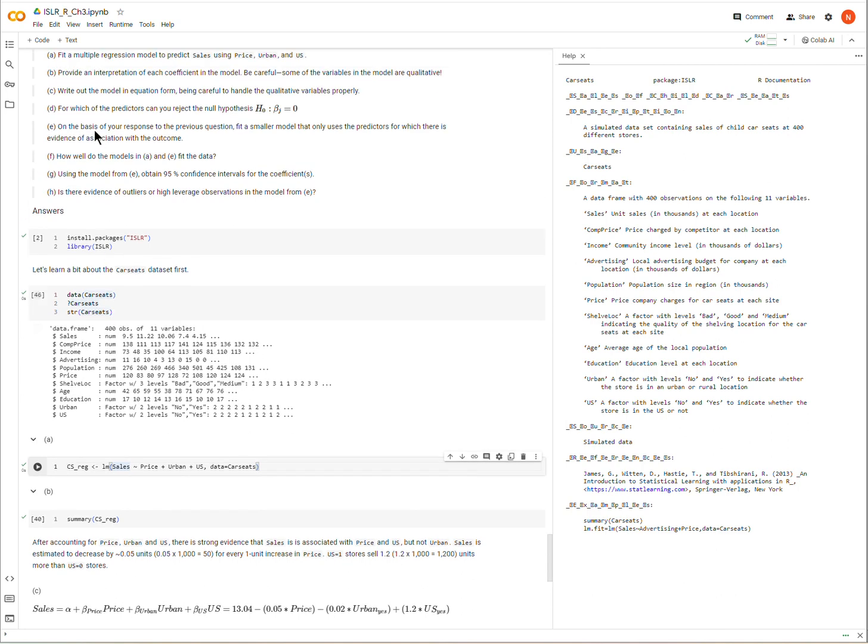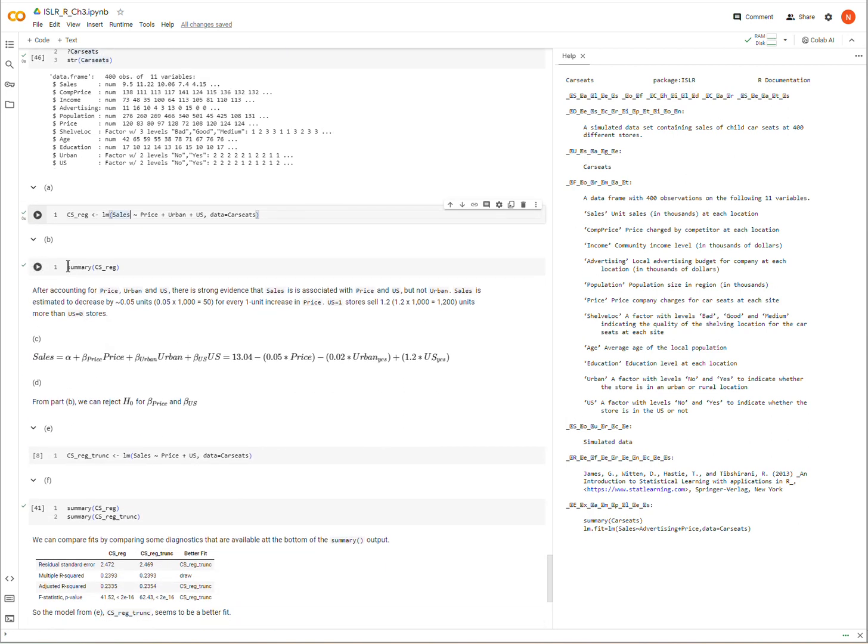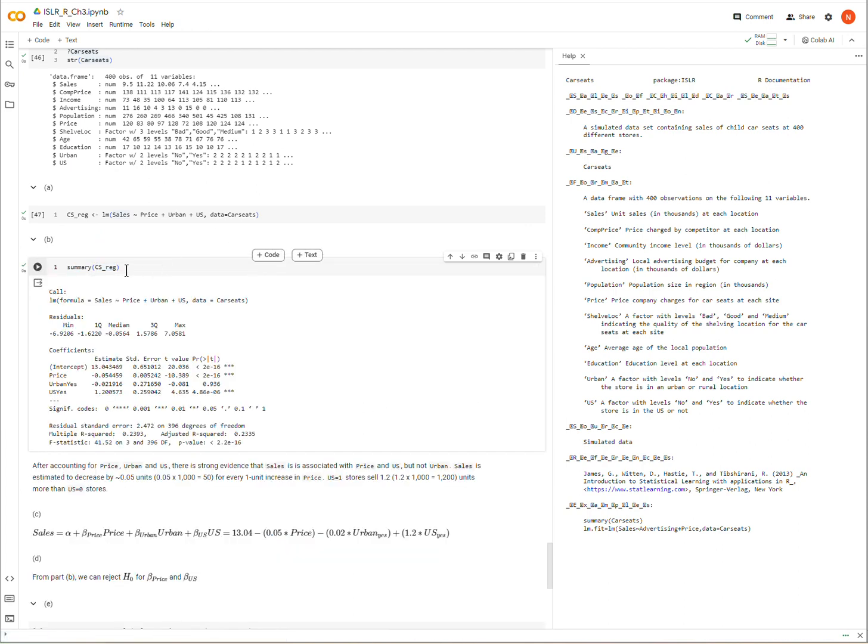The next part is to provide an interpretation of each coefficient in the model. In order to do that, I need to use the summary function for that regression. So I run this, and we've seen this before. The information that we're interested in is under this coefficients table. We'll be looking at this bottom part a little bit later on, but let's provide an interpretation here.